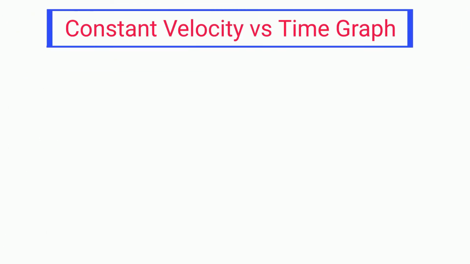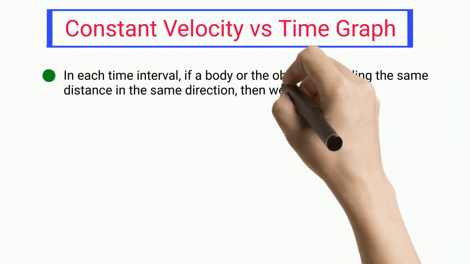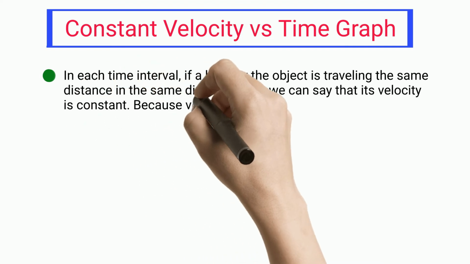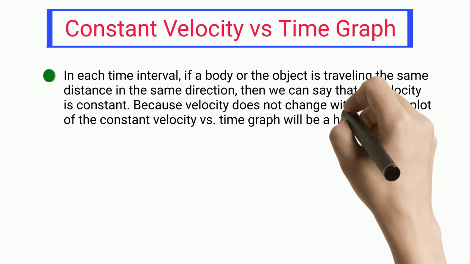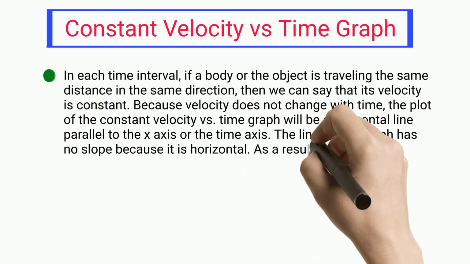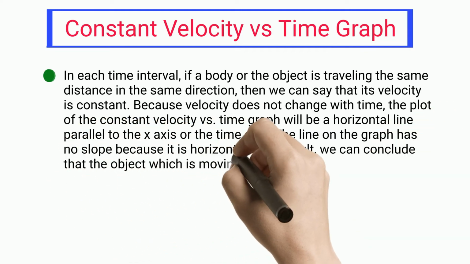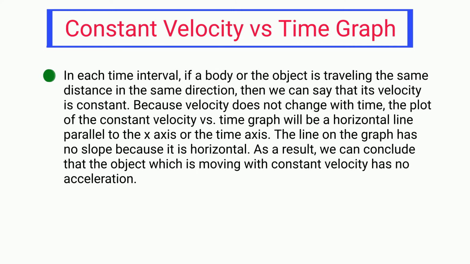Constant velocity versus time graph. In each time interval, if a body or the object is traveling the same distance in the same direction, then we can say that its velocity is constant. Because velocity does not change with time, the plot of the constant velocity versus time graph will be a horizontal line parallel to the x-axis or the time axis. The line on the graph has no slope because it is horizontal. As a result, we can conclude that the object which is moving with constant velocity has no acceleration.